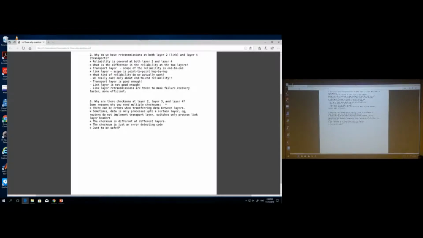Okay, so there are a variety of reasons. Remember, I told you in IPv6, they take a different approach. I think there's only a checksum at one layer, at the network layer. Okay, so I wanted to close the loop on the 3 why questions.